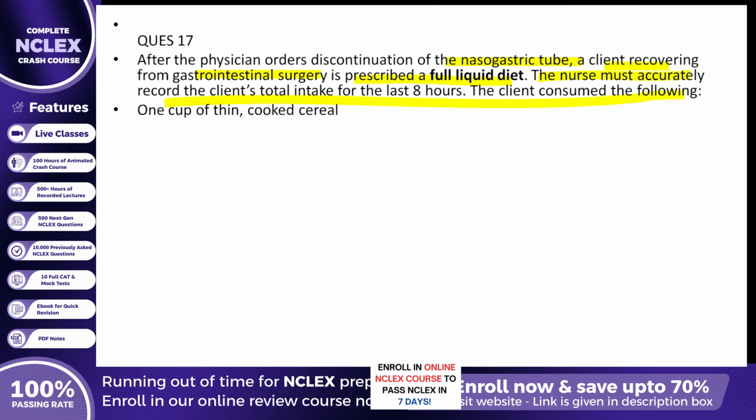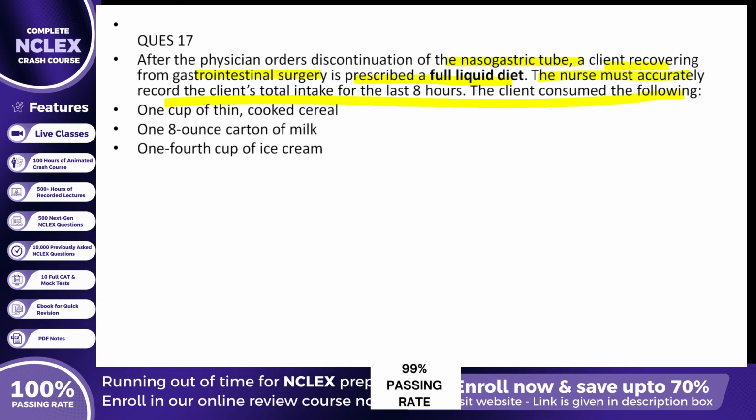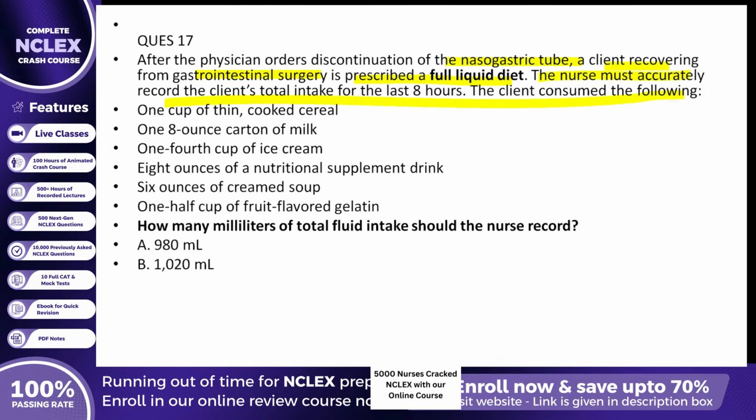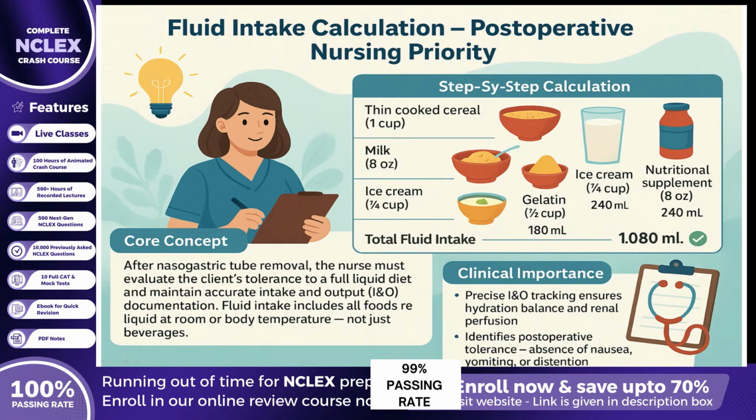Option A, 980 milliliters. Option B, 1,020 milliliters. Option C, 1,080 milliliters. And option D, 1,140 milliliters. The correct answer is option C, 1,080 milliliters. Now, let us analyze the advanced rationale behind this calculation.